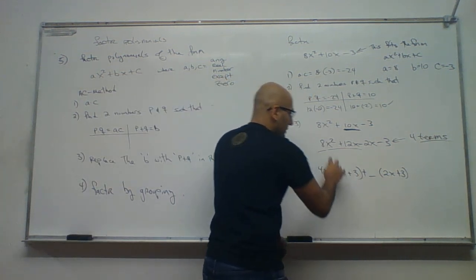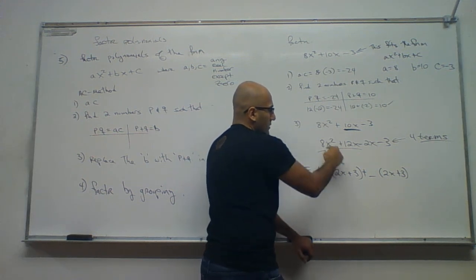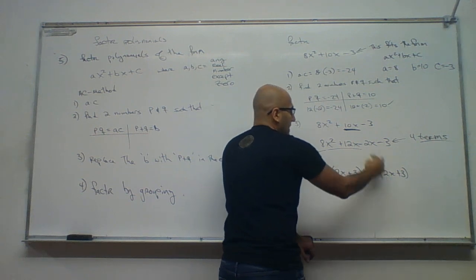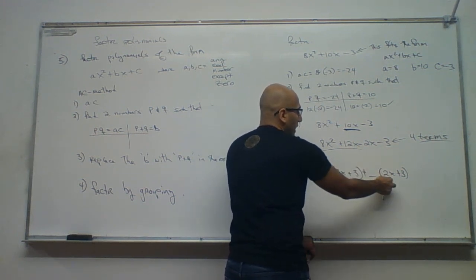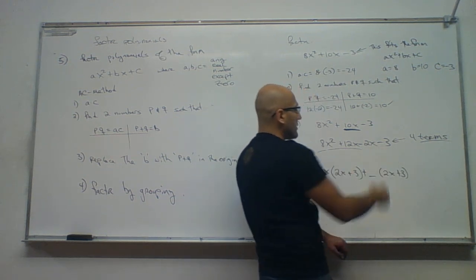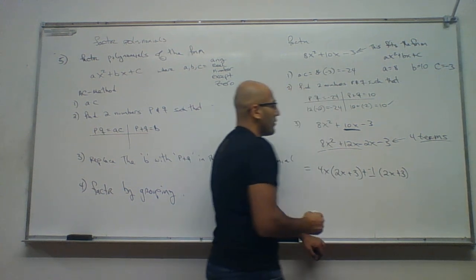Go step by step. Factor the first 2, 4x times 2x plus 3, plus blank copy, and now fill in the blank. And in this case, well, it's pretty easy. Blank times positive 2x equals negative 2x. Blank times positive 3 equals -3. So that blank has to be a -1.